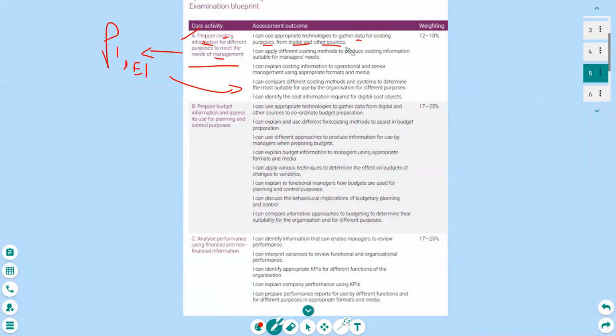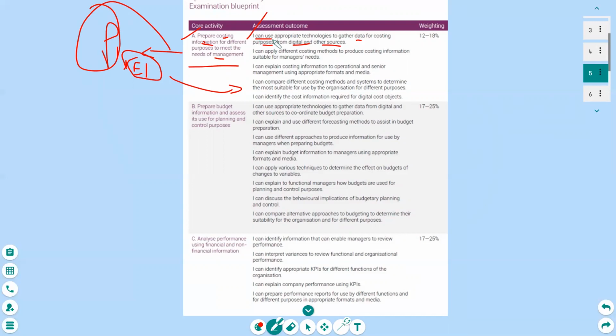So if you want to use technology to first gather the data, that's your E1 syllabus. And then using it for costing is your P1 syllabus. As you can see, in each and every core activity, there are separate I can statements that will take you to different parts of the E1, P1 and F1 syllabus, which you are supposed to revise, which you are supposed to go through, and at least have good knowledge around, because this is where your questions are going to come from.